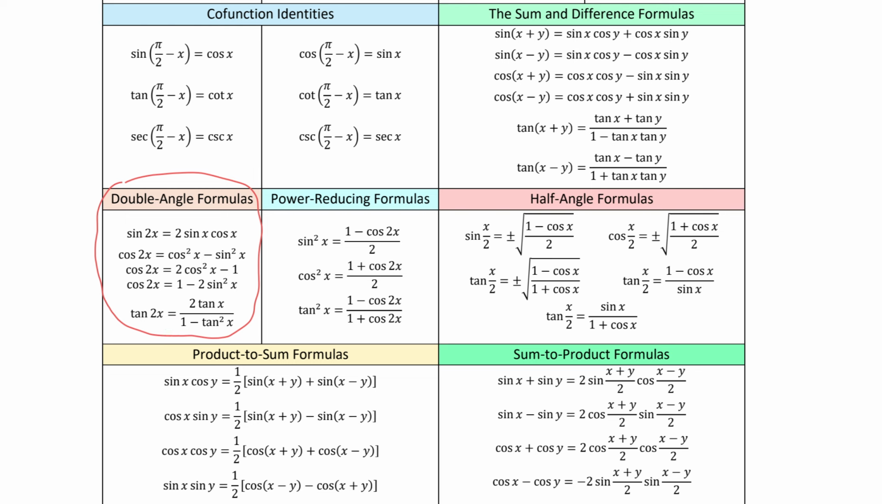And you will also need the power reducing formulas. The first one is sine squared of x equals 1 minus cosine of 2x over 2. Cosine squared of x equals 1 plus cosine of 2x over 2. And tangent squared of x equals 1 minus cosine of 2x over 1 plus cosine of 2x. So here you have all 12 topics you need to know before starting your first calculus class.